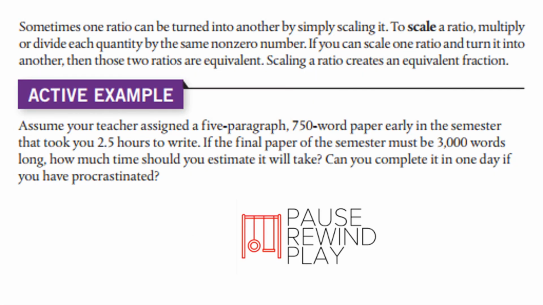Now sometimes one ratio can be turned into another simply by scaling it. To scale a ratio, multiply or divide each quantity by the same non-zero number. And if you can scale one ratio and turn it into another, then the two ratios are equivalent. Scaling a ratio creates equivalent fractions. Okay, so here's an example.